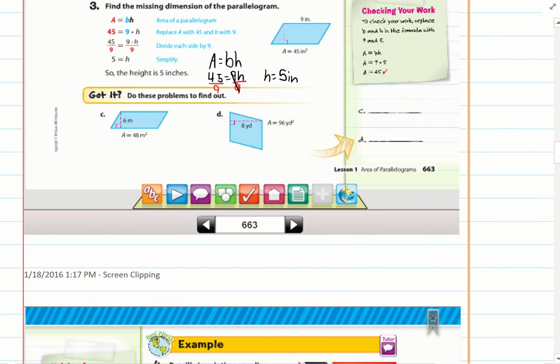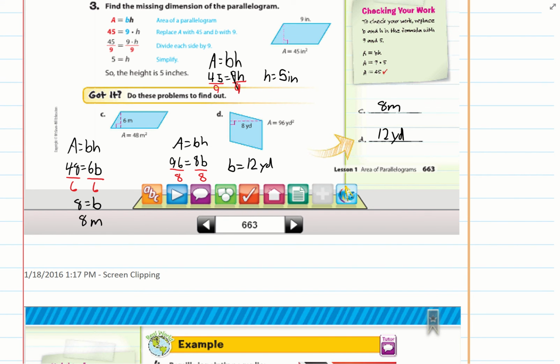So go ahead and try C and D. So in C, we have area equals base times height. Area is 48. So that's going to equal 6 times the base, because the height is 6. So I'm going to divide 6 on each side, so the base is going to be 8 meters for C.